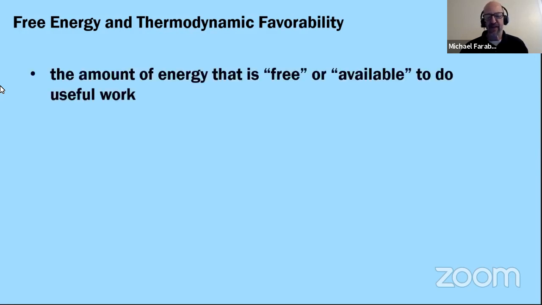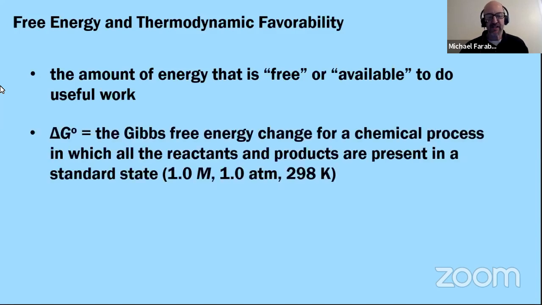Well, it's the amount of energy that is free or available to do useful work. And so if I say a reaction is favorable or thermodynamically favorable, that typically means that it happens all by itself and that can be used to do work on the surroundings. Otherwise, if the reaction is not favorable, then the surroundings would essentially need to supply energy to the system to make that reaction happen. So the delta G is our symbol for the Gibbs free energy change.